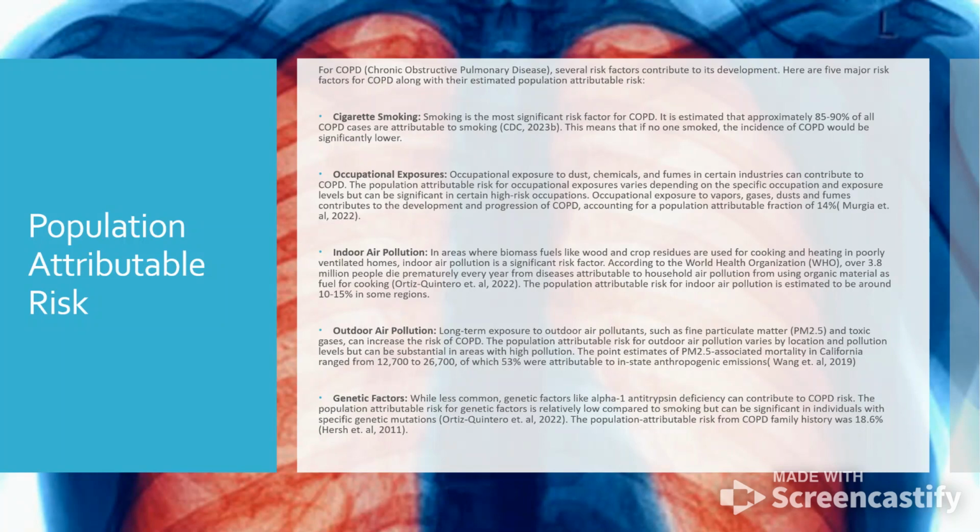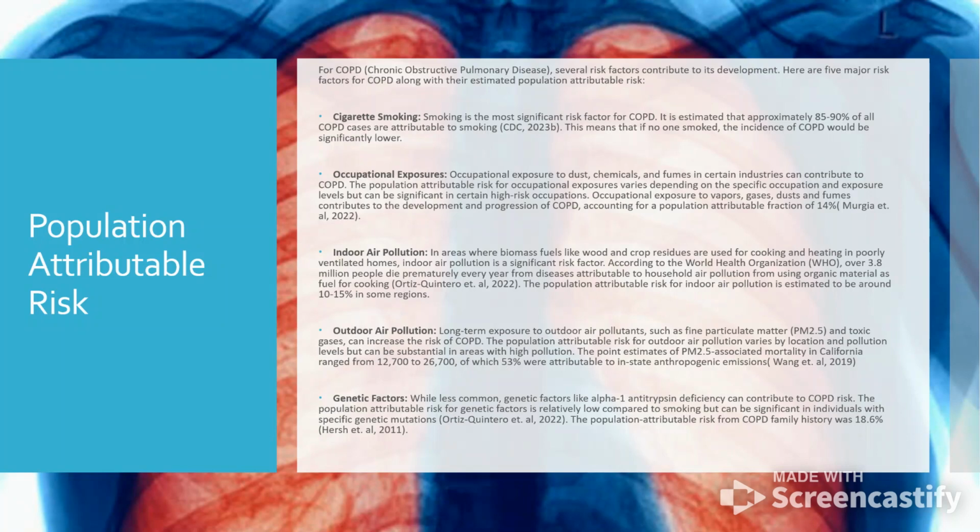Outdoor air pollution. Long-term exposure to outdoor air pollutants such as fine particulate matter and toxic gases can increase the risk of COPD. The population attributable risk for outdoor air pollution varies by location and pollution levels, but can be substantial in areas with high pollution. The point estimates of particulate matter associated mortality in California range from 12,700 to 26,700, of which 53% were attributable to in-state anthropogenic emissions.